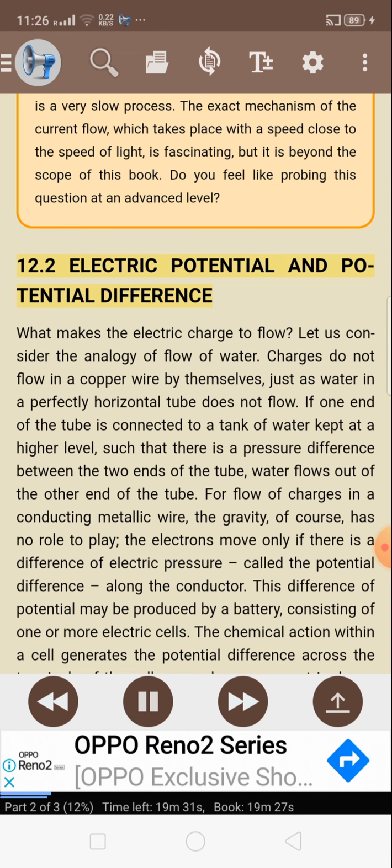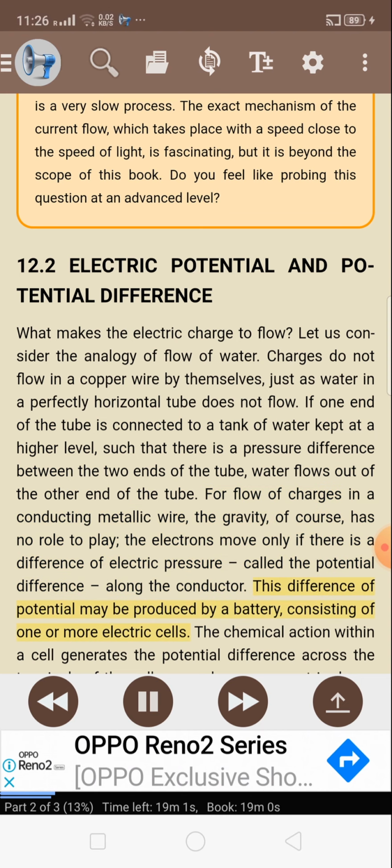12.2 Electric potential and potential difference. What makes the electric charge to flow? Let us consider the analogy of flow of water. Charges do not flow in a copper wire by themselves, just as water in a perfectly horizontal tube does not flow. If one end of the tube is connected to a tank of water kept at a high level, such that there is a pressure difference between the two ends of the tube, water flows out of the other end of the tube. For flow of charges in a conducting metallic wire, the gravity, of course, has no role to play. The electrons move only if there is a difference of electric pressure, called the potential difference, along the conductor.